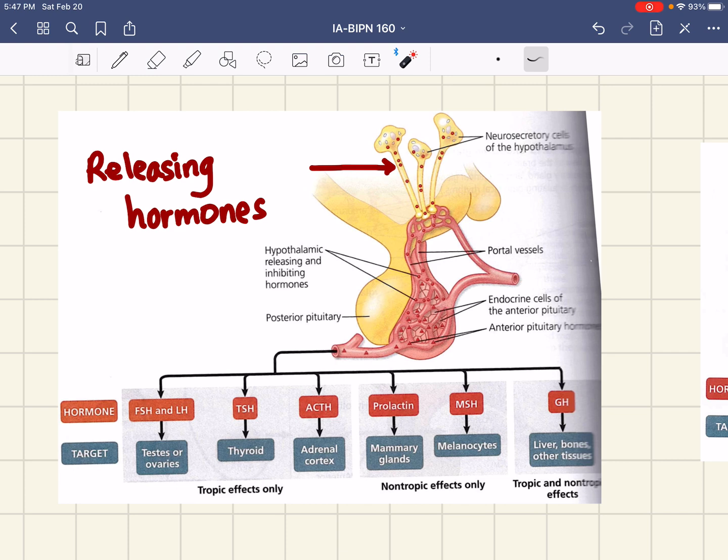So the basic idea: from the hypothalamus, there are neurons that release releasing hormones, and those releasing hormones come to the anterior pituitary and activate cells. Then those cells of the anterior pituitary release their own hormones, which are these guys right here. Then these hormones go into different organs, for example the testes, ovaries, thyroid, or adrenal cortex, and they activate those organs to produce whatever they produce.